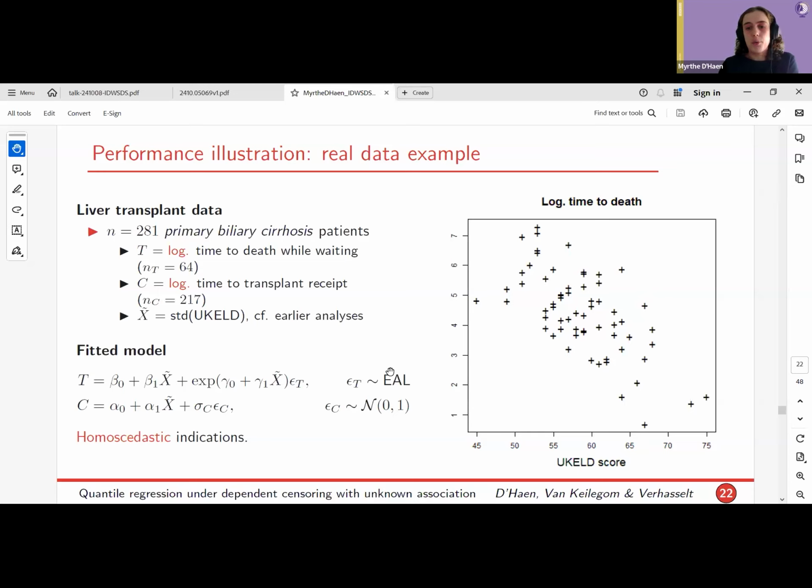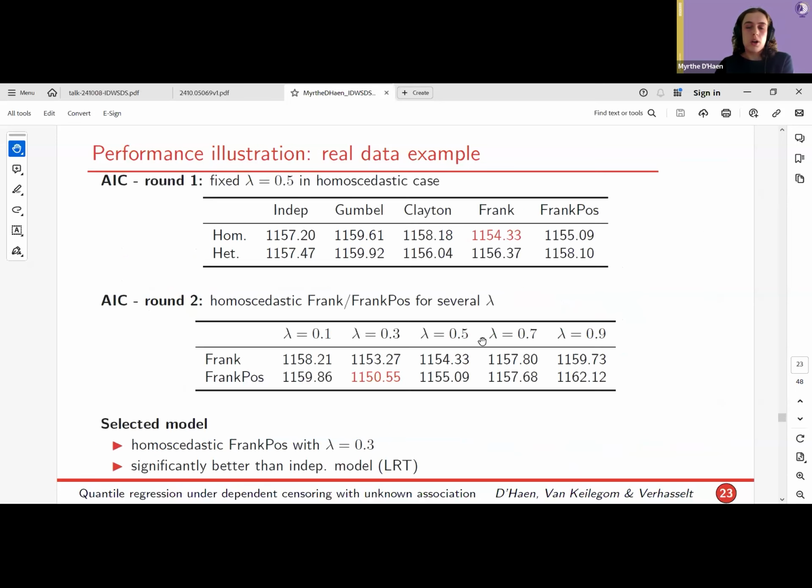We fitted our model with the EAL distribution, an enriched symmetric plus, for the survival, and a simple normal model for the censoring. If you look at the log plot on the right, you can see that the variance seems pretty constant. So we fitted several homoscedastic models, and then we selected the best one using the AIC criterion.